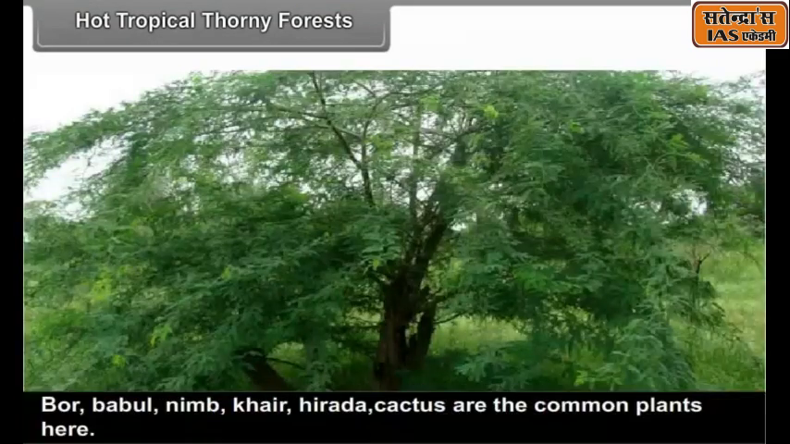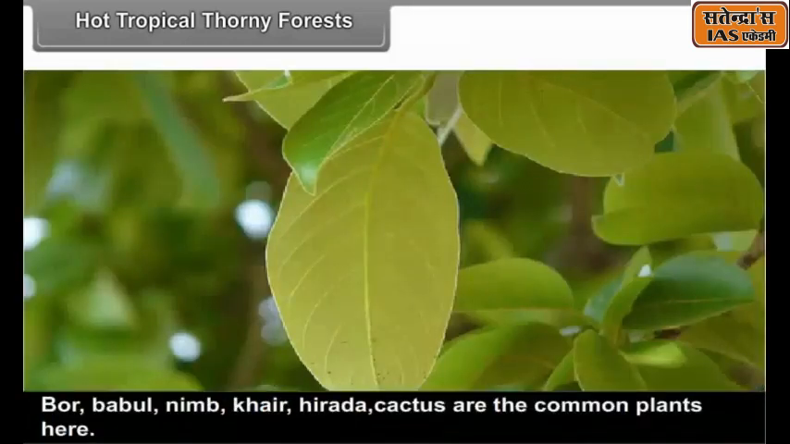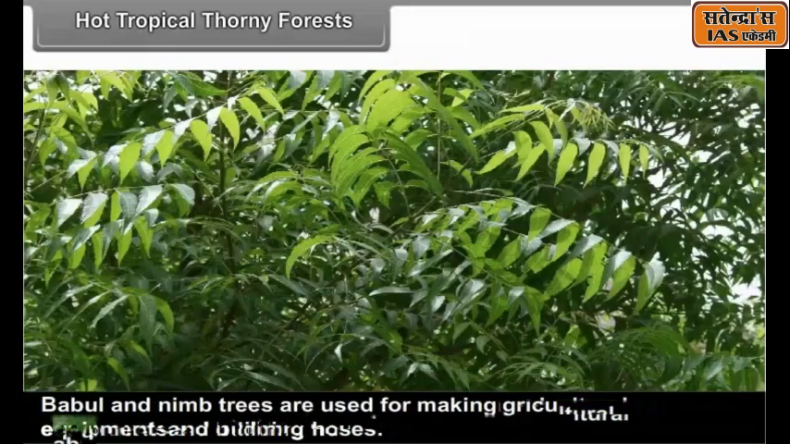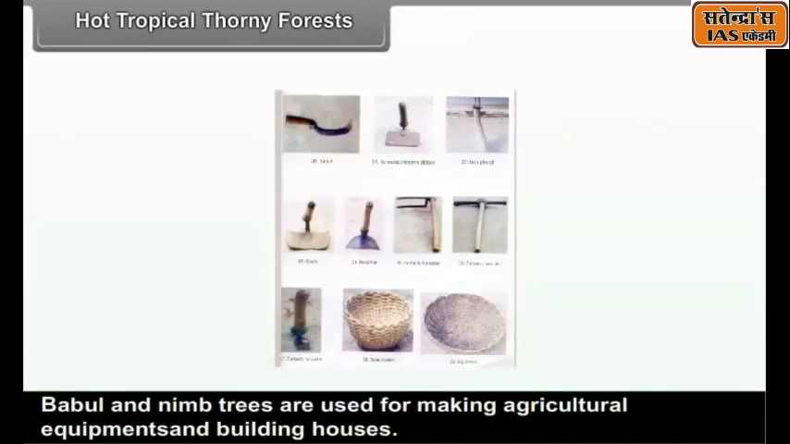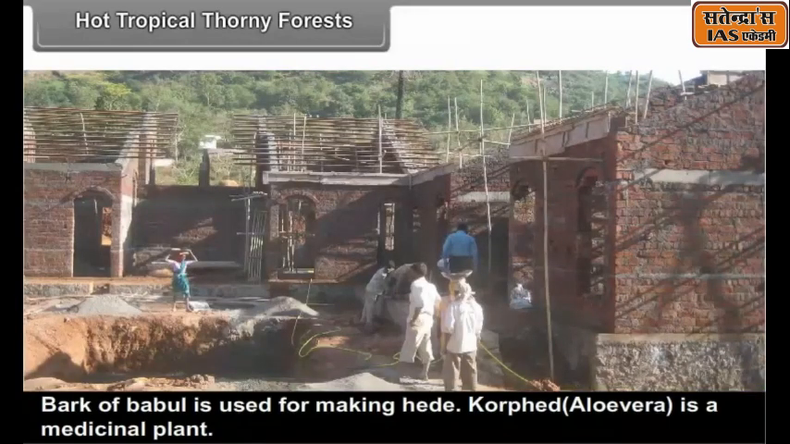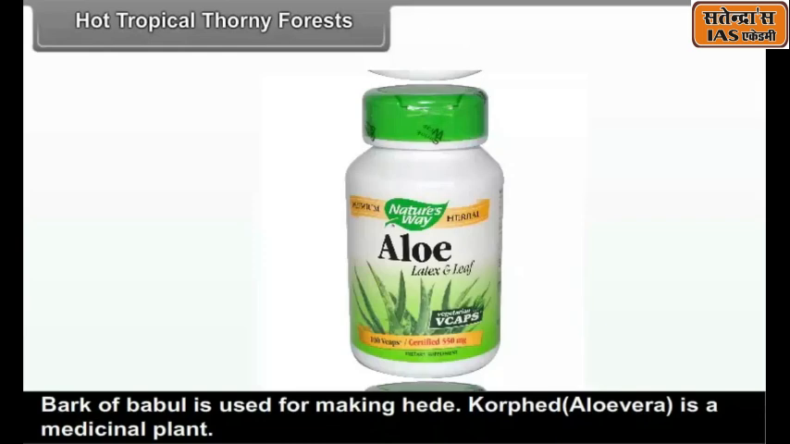Bor, babul, nimb, khair, hirda, cactus are the common plants found here. Babul and neem trees are used for making agricultural equipment and building houses. Bark of babul is used for making hide. Korphad, aloe vera, is a medicinal plant.